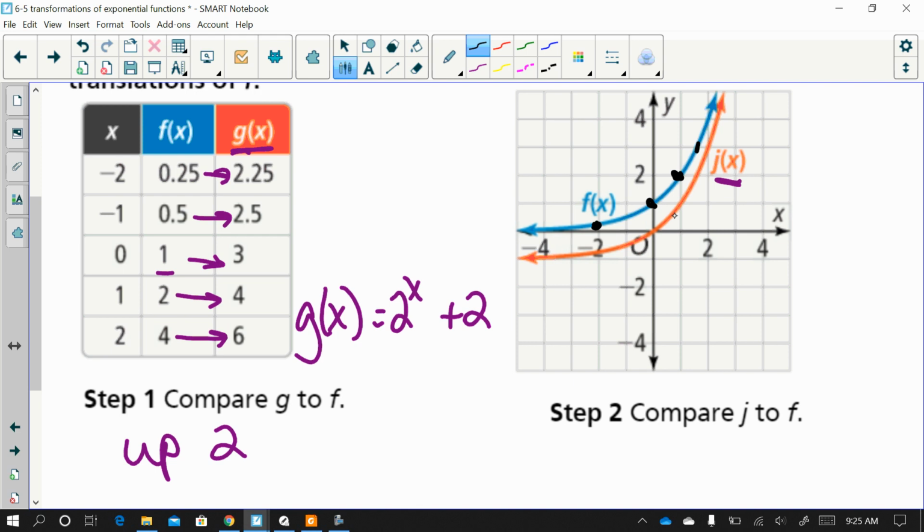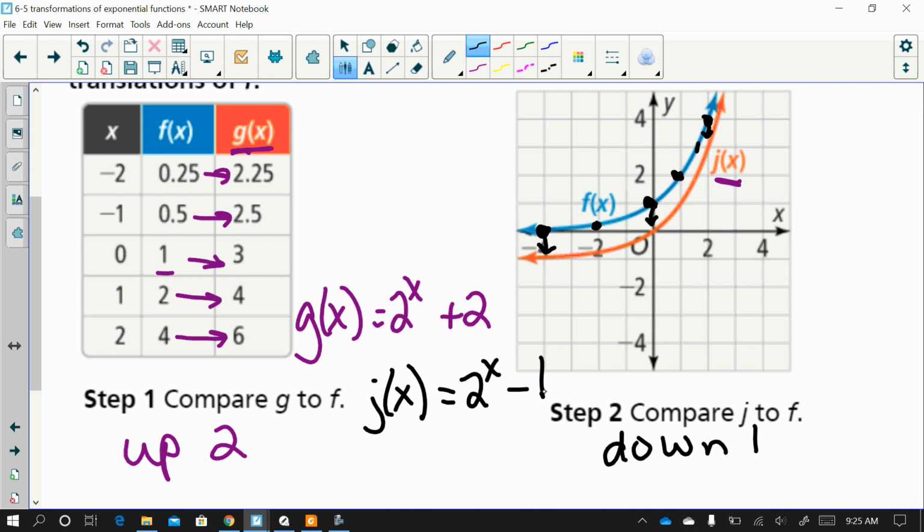So now we've got to decide how much up and down. Okay, so let's pick some pretty points. This one looks nice. That one's nice. That one's nice. Okay, how do I get from the blue to the red? If I'm looking at these, it looks like I go down one. Because I go down one, that means j of x equals 2 to the x minus 1. Okay, I went down. So we now have enough information to actually answer the question.